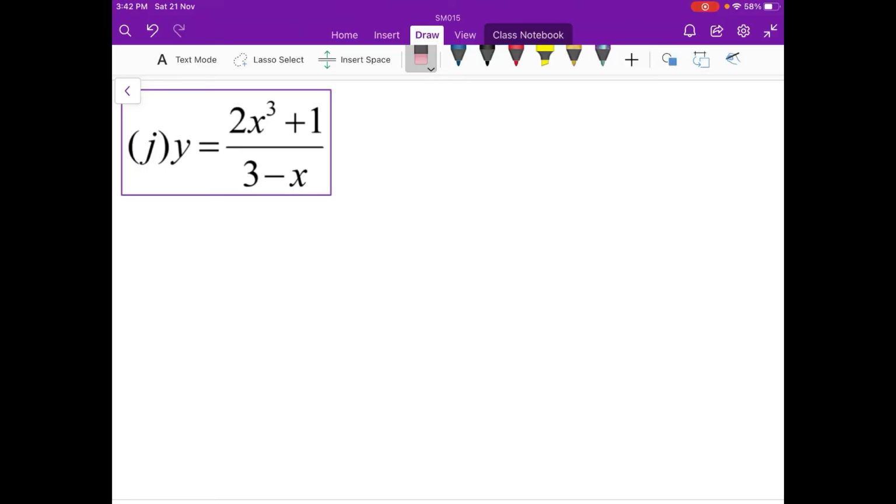We have y equal to 2x cubed plus 1 divided by 3 minus x. So now for this question, we have a division of two different functions, so we have to use the quotient rule. For the denominator part, we denote as v, and for the numerator part, we will denote this as u. So differentiate each of them first. So u prime here would be 6x squared, and then v prime in this case would be -1.